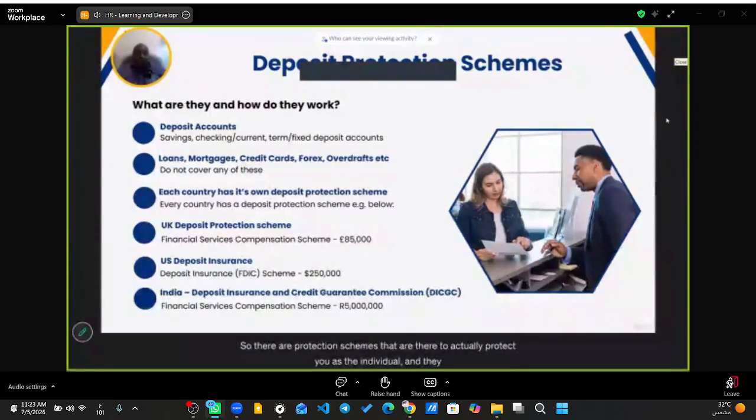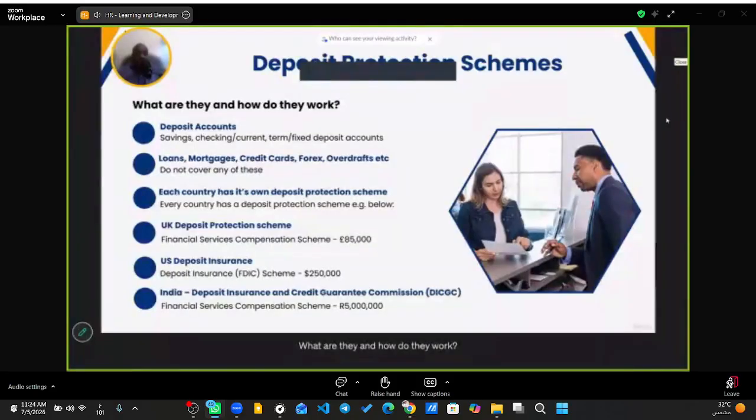So there are protection schemes that are there to actually protect you as the individual and protect your deposit up to certain limits, and they operate in a certain way. Most and all banks, or all deposit-taking institutions, as they're called sometimes, actually pay towards a scheme, some form of insurance, so if something goes wrong, you still be able to access your money up to a certain amount.